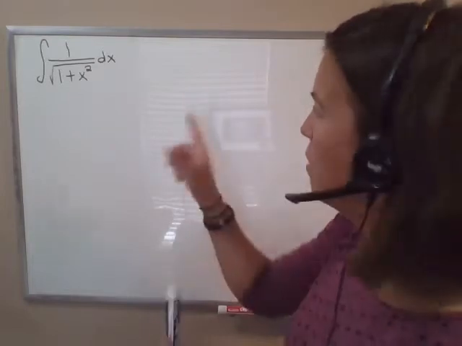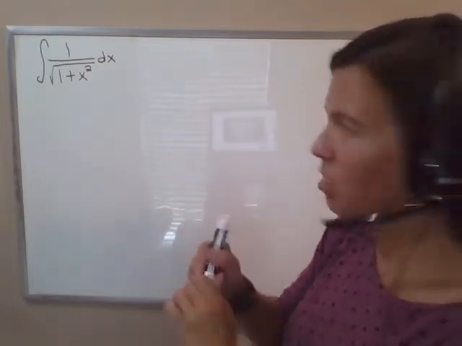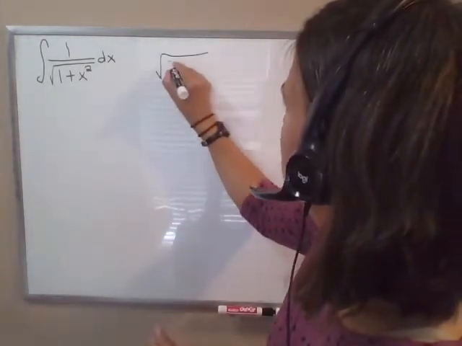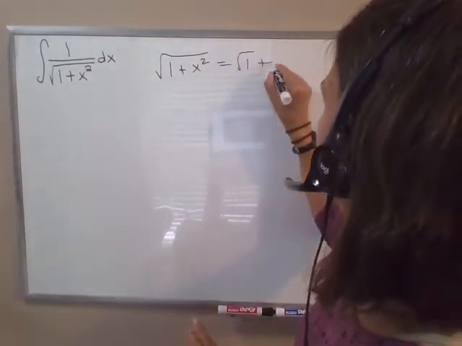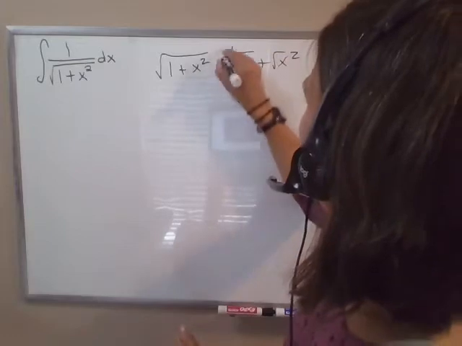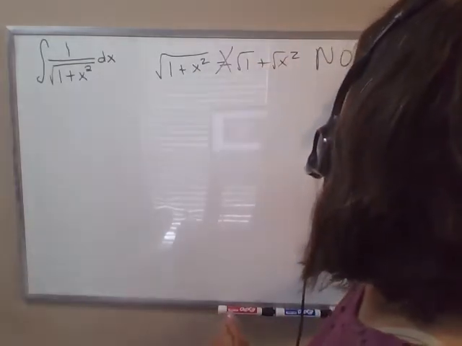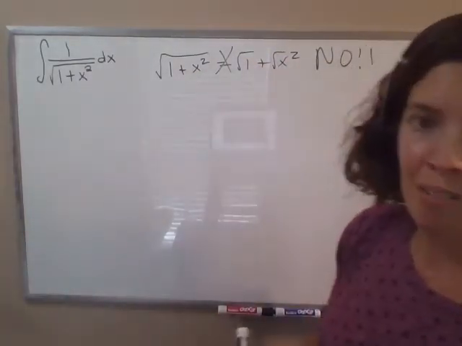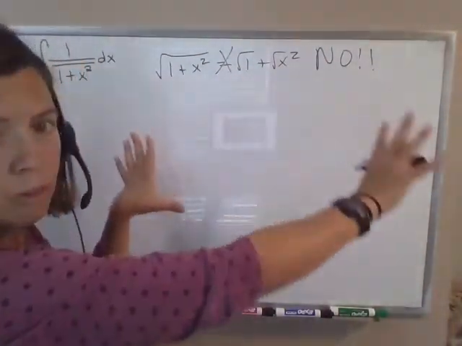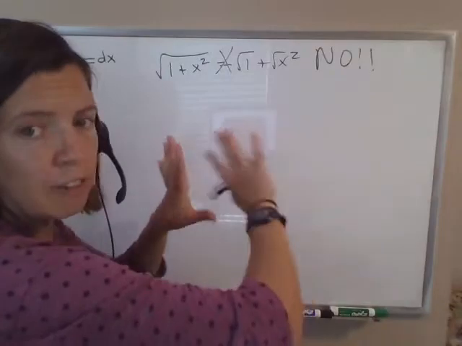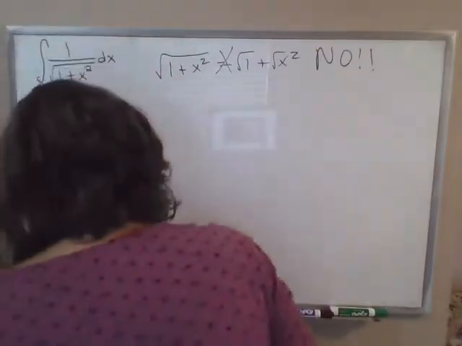The reason is, this is certainly not true. It's not as simple as the square root of 1 plus the square root of x squared. That's one of those math felonies. That's very naughty if you do that. So you cannot distribute a radical over addition or subtraction. It violates order of operations. So that's not going to work.